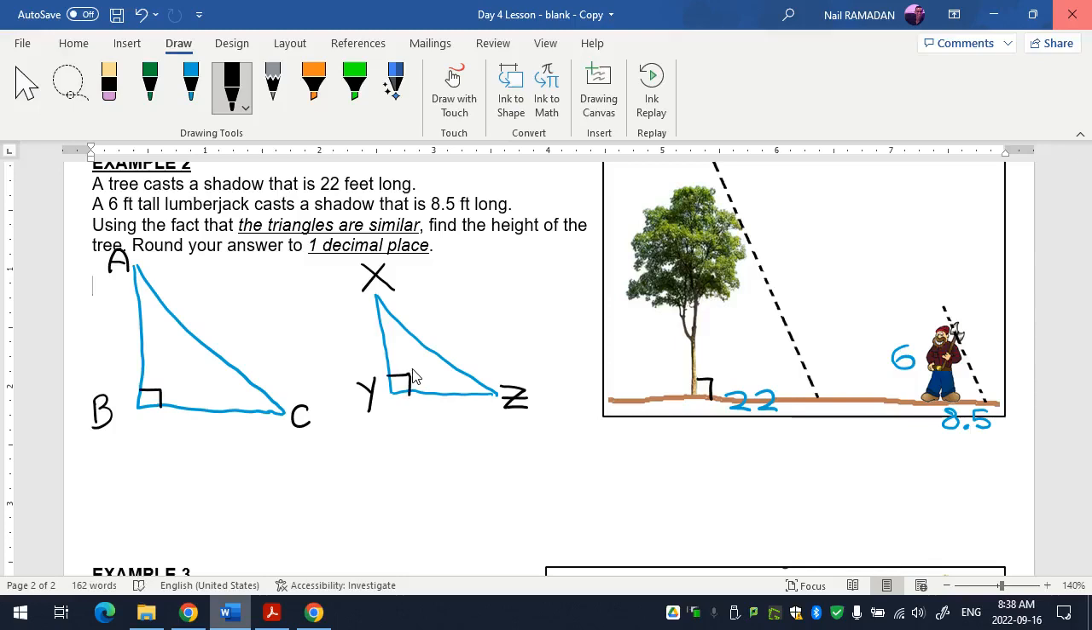So we know that two angles now are equal. Where are the two other angles that are equal? Well, definitely the angles at the top. Why? Because the light from the sun is hitting both exactly the same way. So that means this angle and this angle are the same. So I'm going to put a small circle.